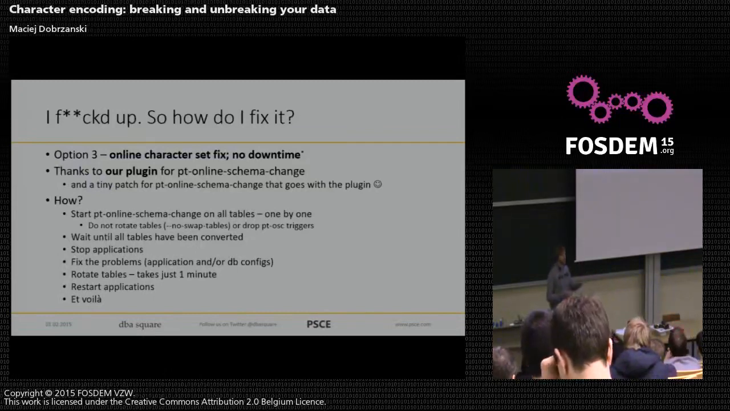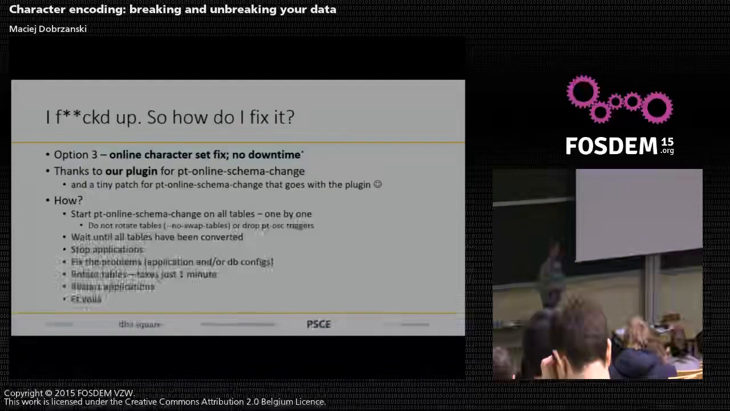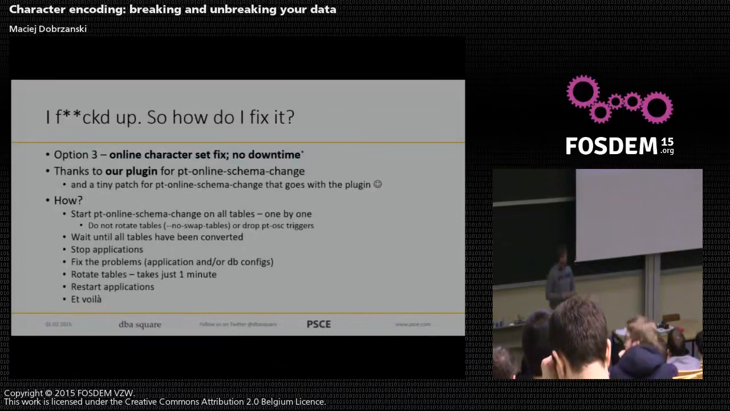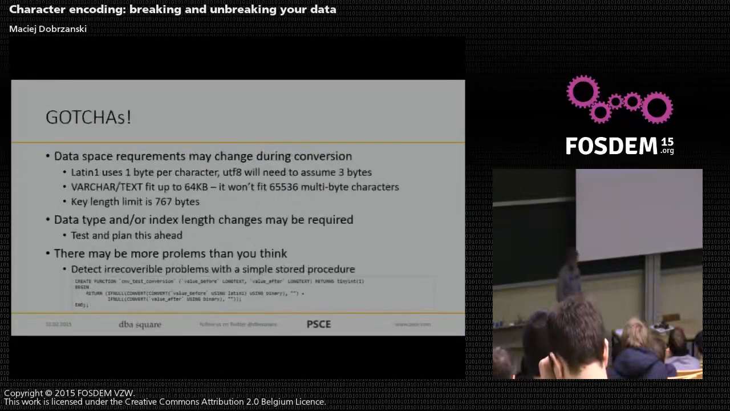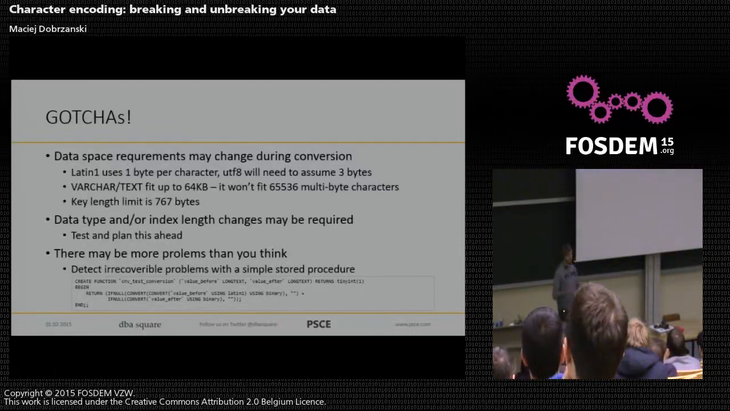And then when everything is converted, you start your application, you fix your broken configs and everything, and then you rotate the tables. You basically replace the Latin 1 tables with UTF tables, for example. So the downtime could be less than a minute. There could be a few gotchas, which is if you convert from Latin 1 to UTF, your storage requirements may increase. So you may need to increase the column length or change the index length to accommodate the new requirements.